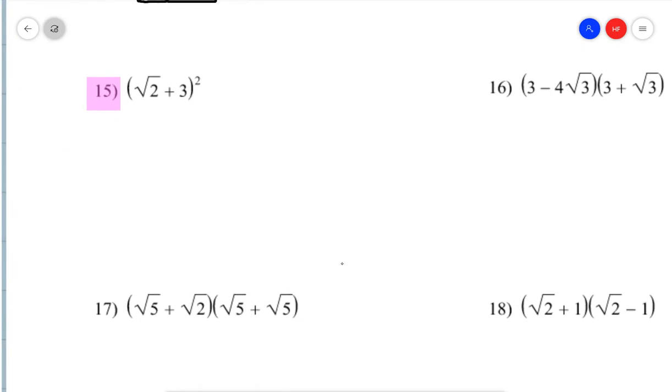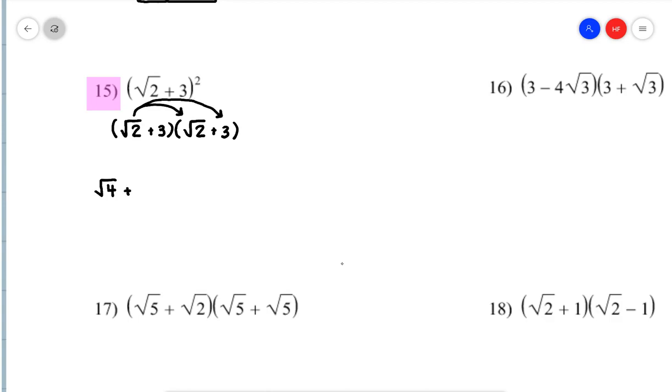Now on number 15, it says that we're squaring this. So remember, when we square something, we're taking it and multiplying by itself. So we have root 2 times root 2, which we know when we square a radical, then we are going to take out the radical and just leave the number that's underneath. If you don't like doing that, we could say that we multiply 2 and 2 and get root 4, which the square root of 4 is 2.